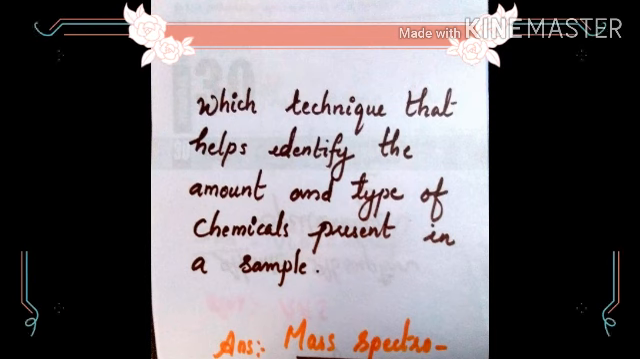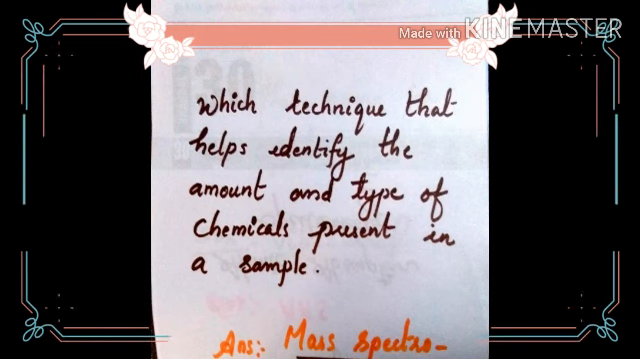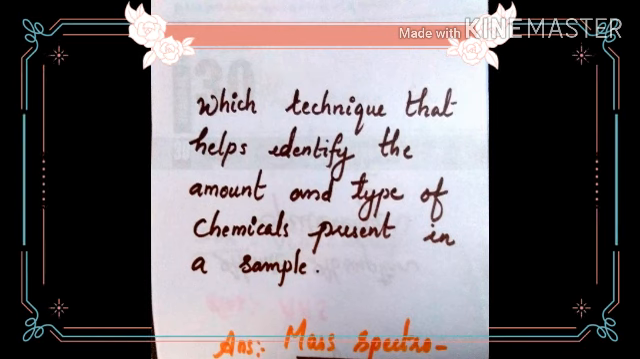Which technique helps identify the amount and type of chemical present in a sample? Mass spectroscopy. So here are some basic questions and it is very useful for FSO exam.